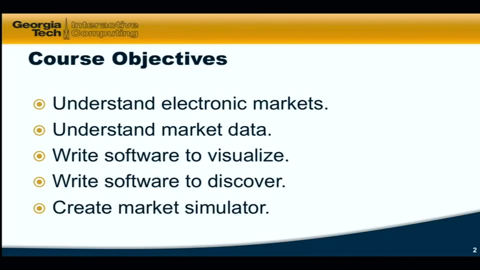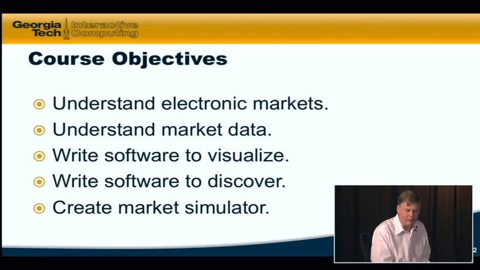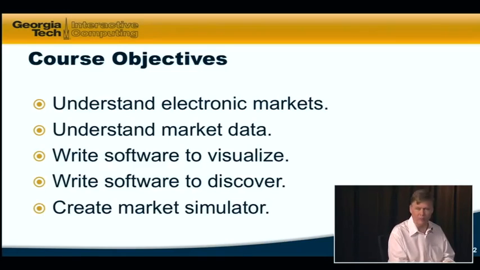Let me start by telling you a little bit about the course, what our objectives are. First objective is I want you to understand electronic markets. And there's two parts to that. One is how does computation make the markets work? And the other is computational models of how the markets work. And by understanding those models, we can understand the markets a little bit more deeply.